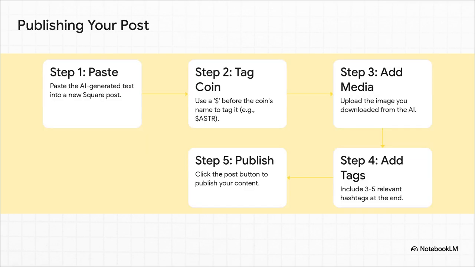Getting your post live is just a quick checklist. You copy and paste the text from the AI, upload the image. But here are two crucial little details. Make sure you tag the coin by putting a $ sign in front of its symbol. This does something really cool. It embeds a live price chart right into your post. Then just toss in 3 to 5 relevant hashtags to help people find it. Hit publish and you're done.